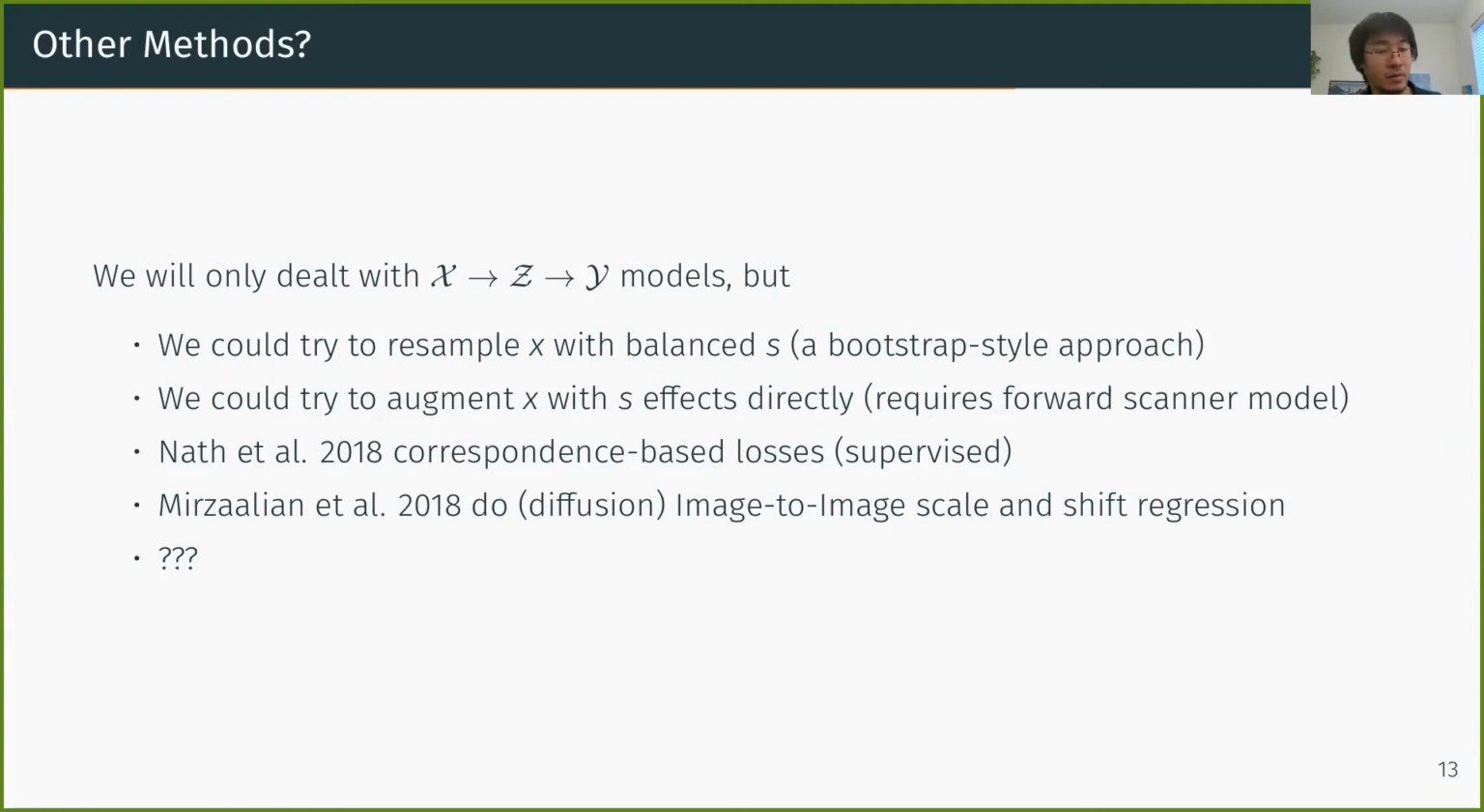And Mirzaalian, of course, introduced a scale and shift regression, which was similar to the ComBat harmonization, at least in formulation, but you can do it for image to image. So that also works. And of course, we have not explored the whole space of solutions here. There are likely other methods out there that haven't been introduced yet, maybe in other fields or just not at all. This is active research here.